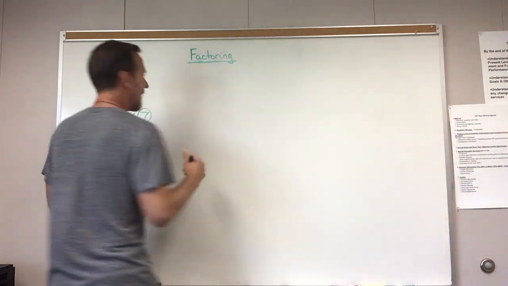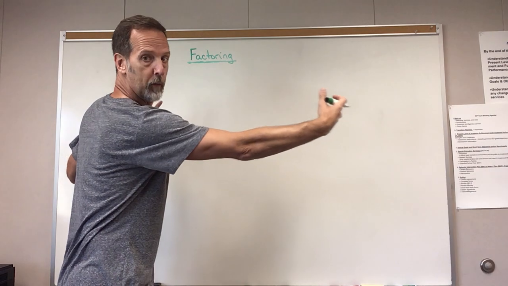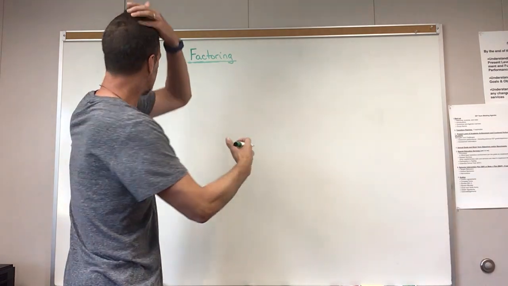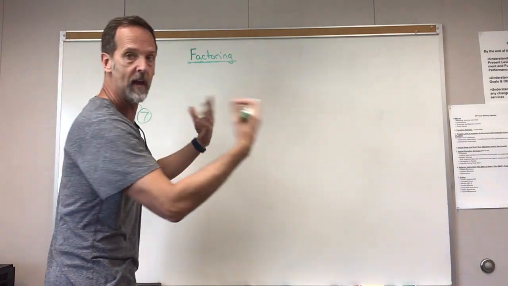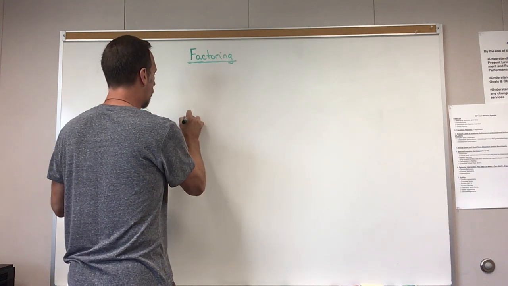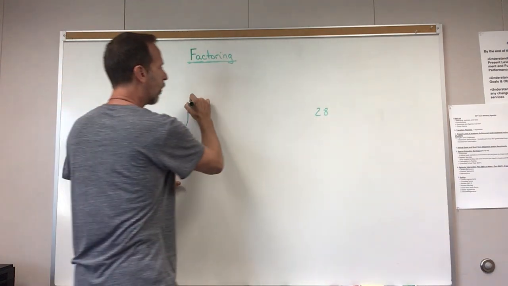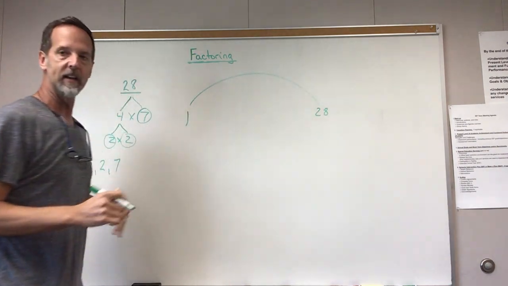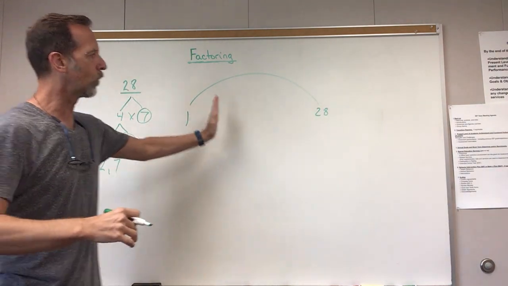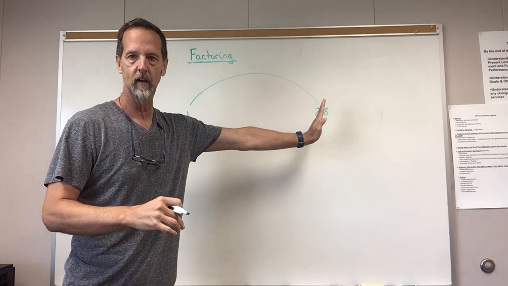On the outsides of my rainbow, I'm going to put the two factors that are furthest apart, and that's always going to be the number 1 and the number itself. So 1 times 28. They're always going to be the first one. Now what I want to do is count my way towards 28.